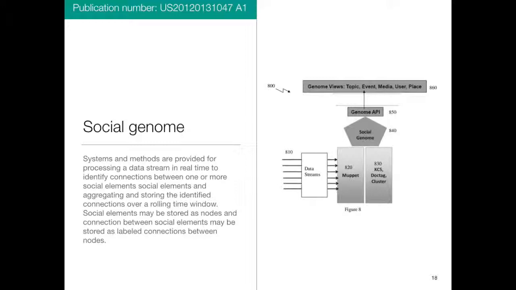Number 17. Social genome. Systems and methods are provided for processing a data stream in real time to identify connections between one or more social elements, and aggregating and storing the identified connections over a rolling time window. Social elements may be stored as nodes, and connection between social elements may be stored as labeled connections between nodes.